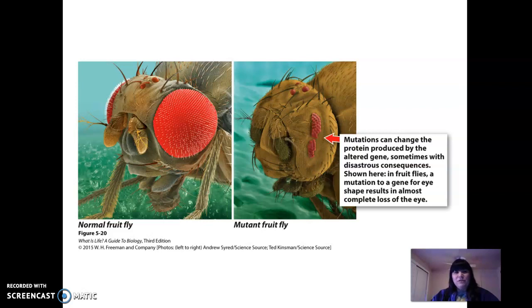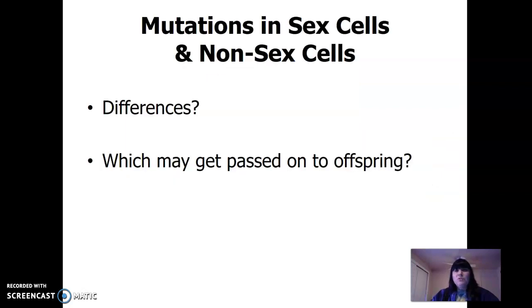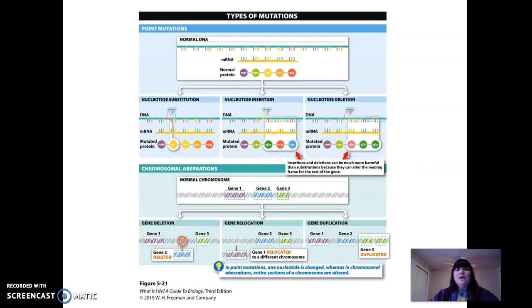Showing a mutation in a fruit fly. Mutations in sex cells versus non-sex cells. You can imagine mutations in sex cells are pretty dramatic because they're going to affect your progeny. They're going to affect your babies, which get passed on. It's the ones that happen in sex cells. So types of mutations. If this is normal DNA, right, and then making mRNA, making a protein. So they're showing, here are the amino acids. It's purple, green, yellow, right?